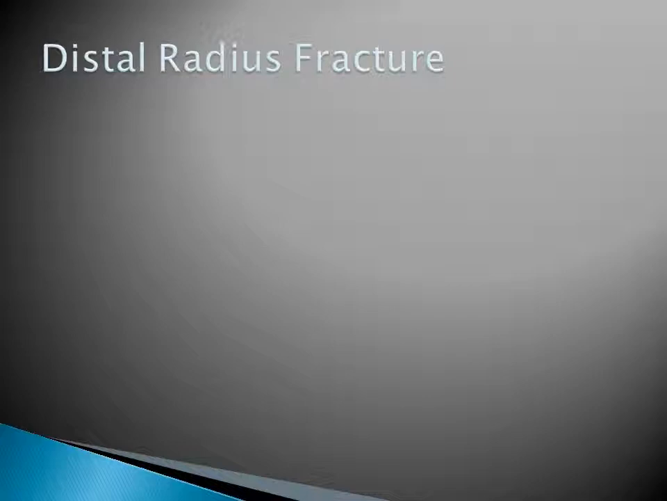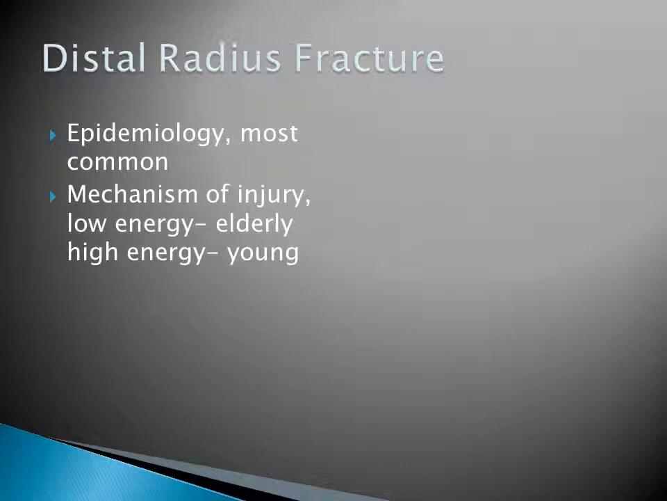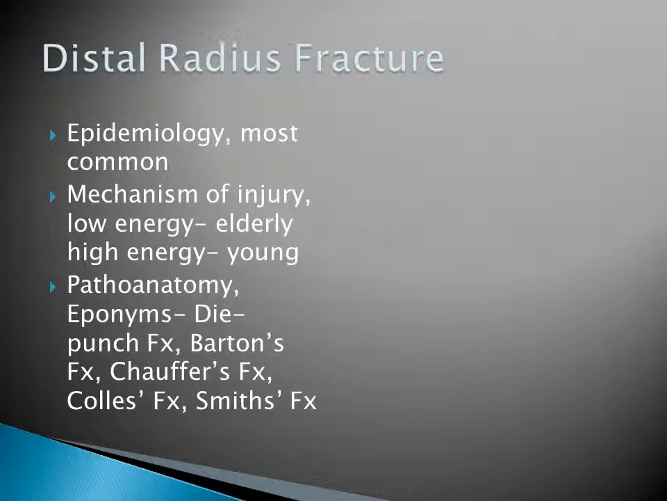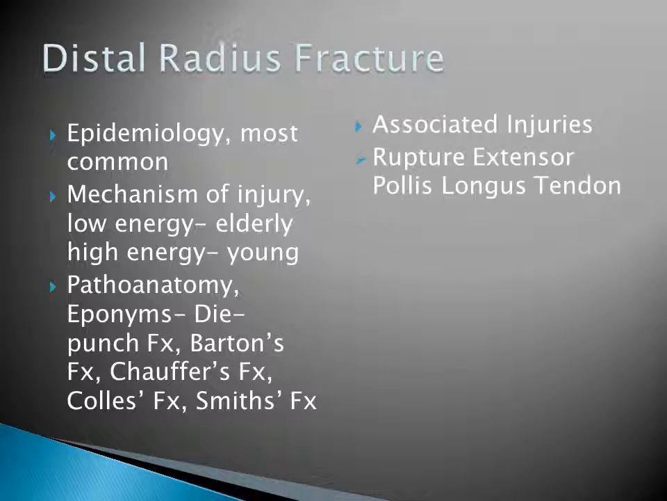Finally, we will look at fractures affecting the distal radius. These are defined as being the most common fracture. As before, the mechanism of injury may be classified as low or high energy. These fractures have many eponymous names, such as die punch, Barton's, chauffeur's, Colles', and Smith's. They are associated with rupture of the extensor pollicis longus tendon, compartment syndrome, and neurological complications.